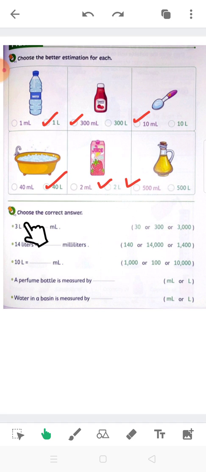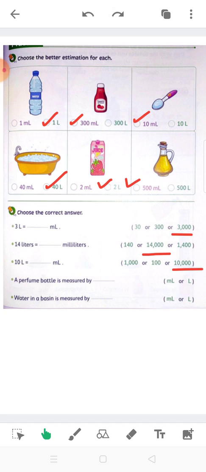Choose the correct answer. We will change from liter, this unit for large amounts, to milliliter. What do we say? Goodbye liter, and we put 3 zeros. So 3, and we put 3 zeros, it becomes 3,000. Again, goodbye liter, and what do we put instead? We put 3 zeros. It's 14,000. Okay, bye-bye liter. Put 3 zeros, so it's 10,000.